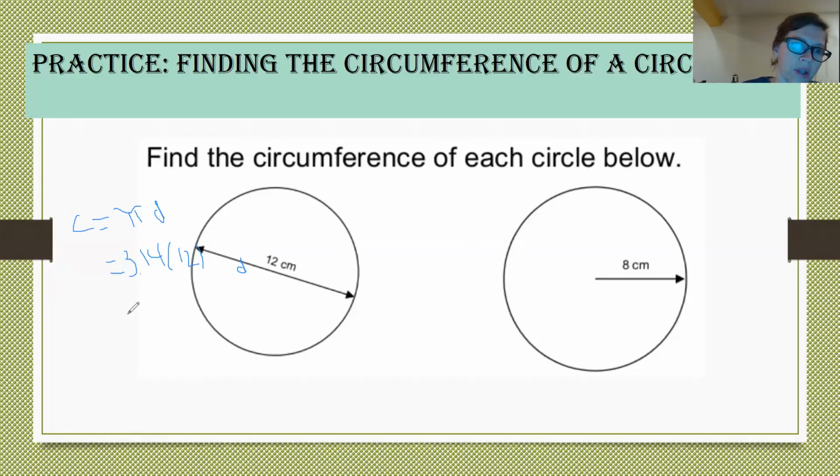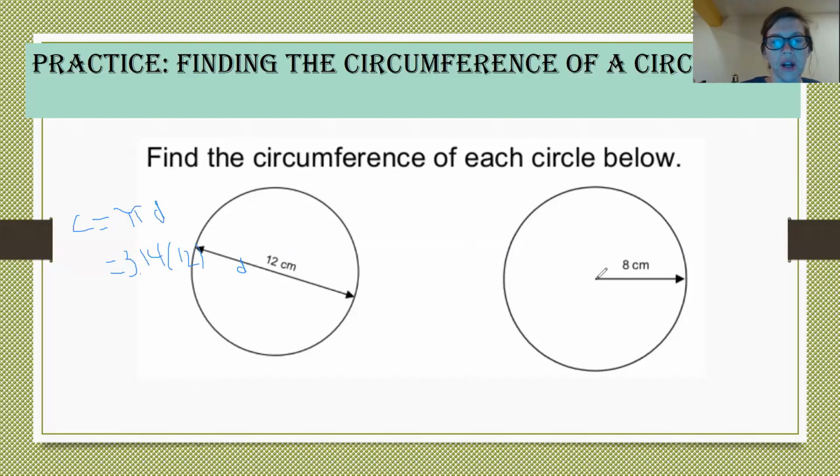All right, so you should be substituting 3.14 for pi times 12, the diameter, and then you can solve to see what that answer would be, which we will check here in just a minute on the next slide. So go ahead and find the circumference of this circle.